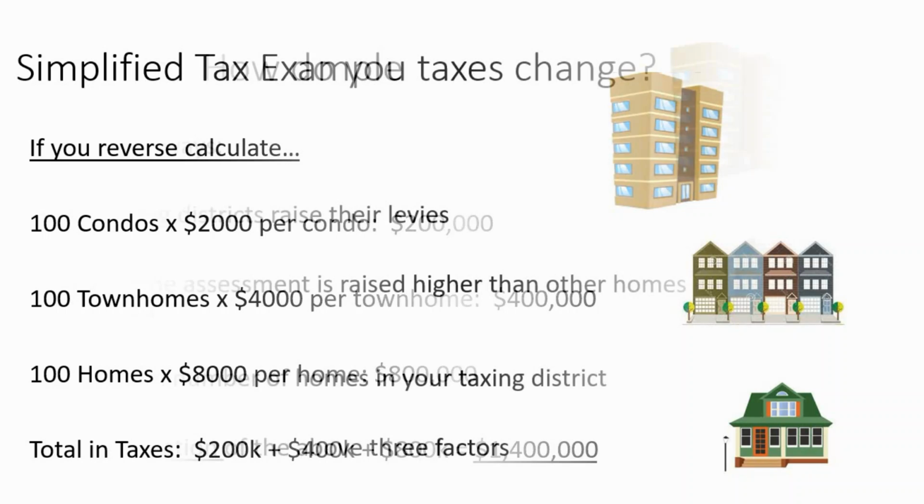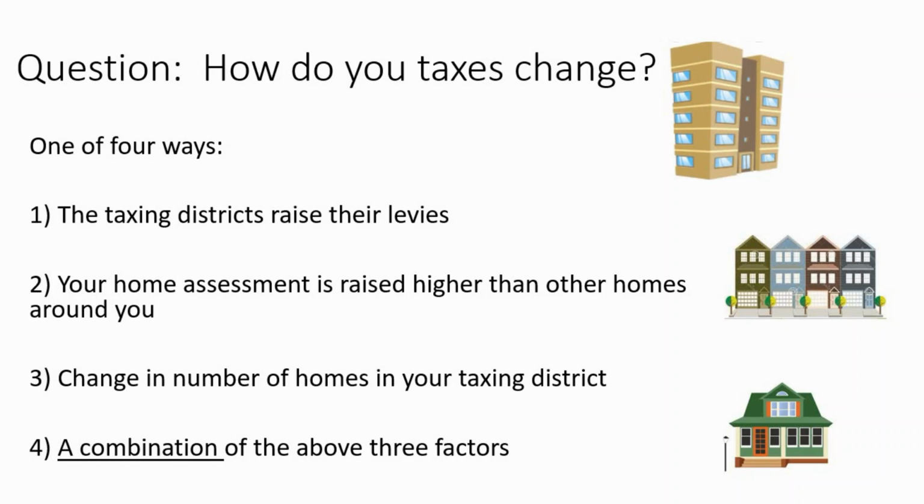Now we're going to use this example to answer the question, how do your taxes change? Or in lots of cases, how do your taxes go up? And it's actually one of four ways. First is the most obvious one: the taxing districts raise their levies. Then there's the second one: your home assessment is raised higher than other homes around you. Or third, there's a change in the number of homes in your taxing district, typically a rise in the number of homes. Or four, a combination of the above three factors. And quite frankly, number four is the most common case.